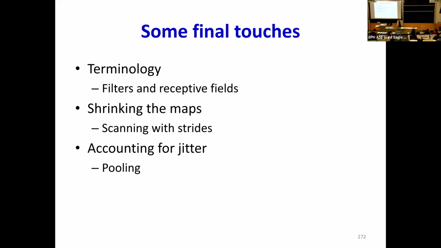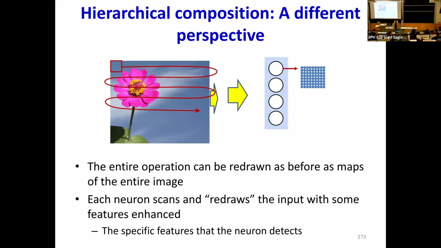So let's get through some final terminology: receptive fields, scanning with strides, and accounting for jitter, right? So again, just as a perspective, the entire operation can be redrawn as before with maps of the entire image. Each neuron scans and redraws the input with some features enhanced. This is one way to look at it, right? Remember, a neuron is just looking for patterns, right?